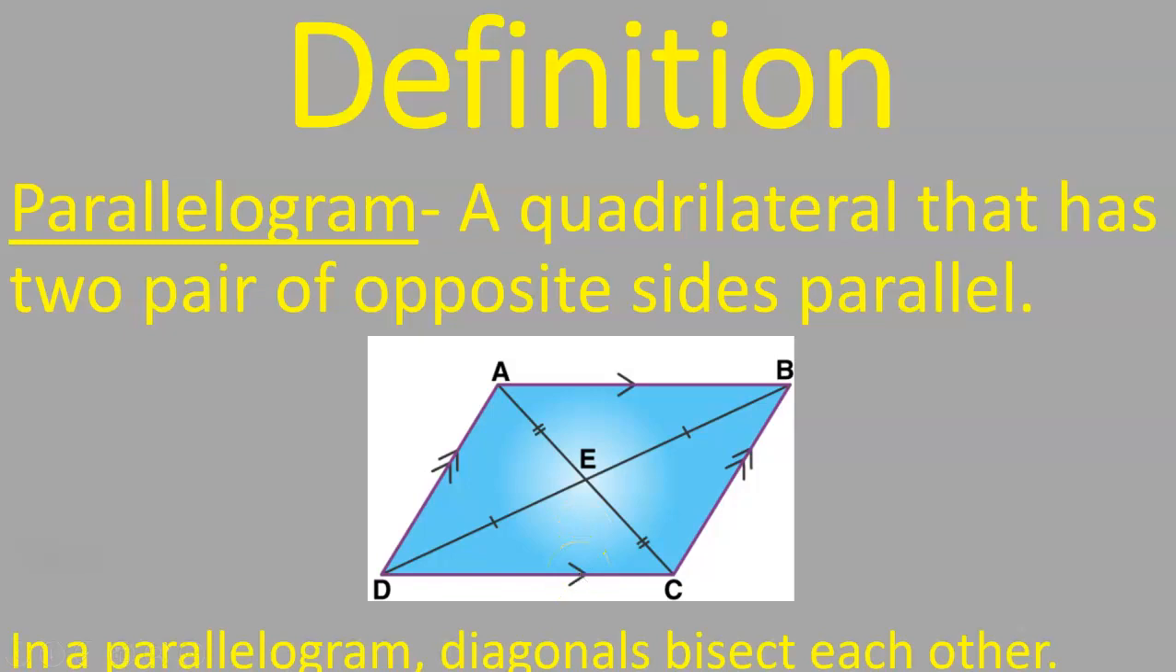They don't touch, they don't share a vertex. Segment AD is parallel to segment BC as well. Okay, so we don't have just the one, we have both pair of opposite sides parallel. In all parallelograms, the diagonals bisect each other. That means they share a midpoint or cut each other in half.